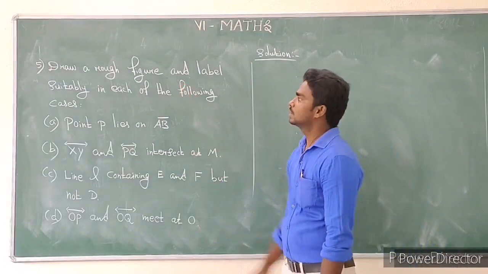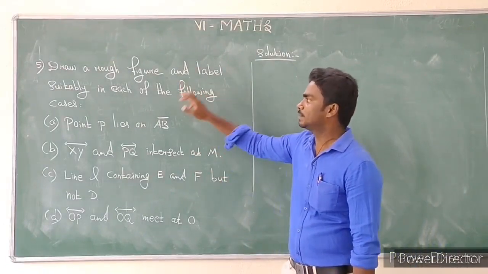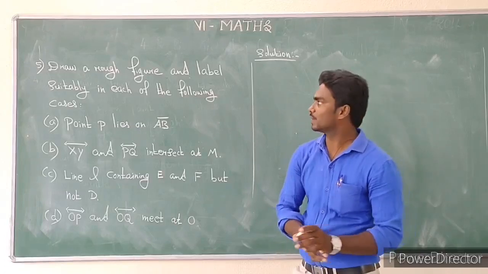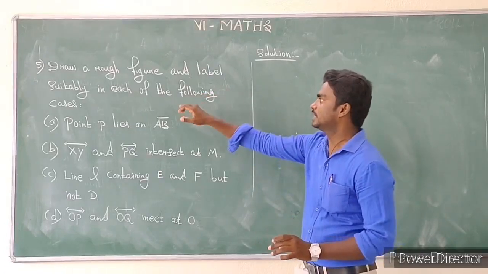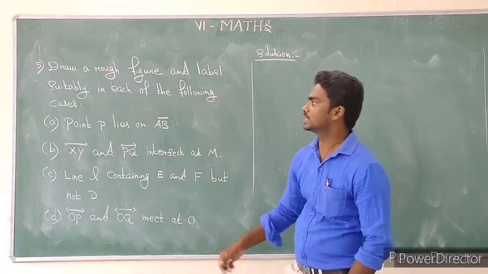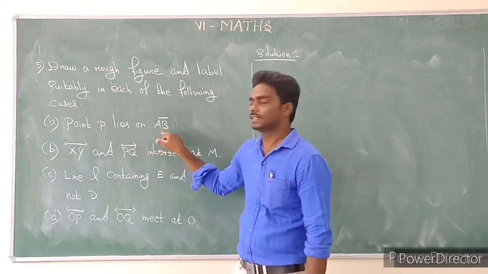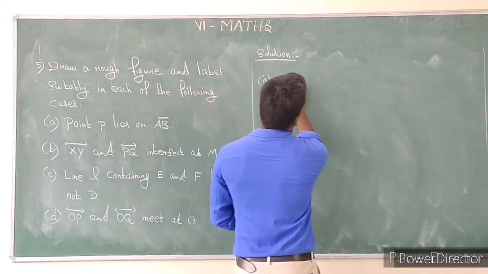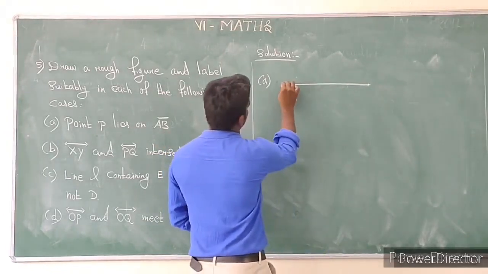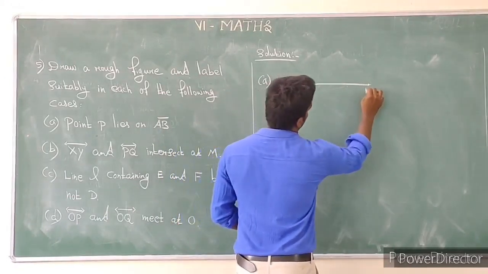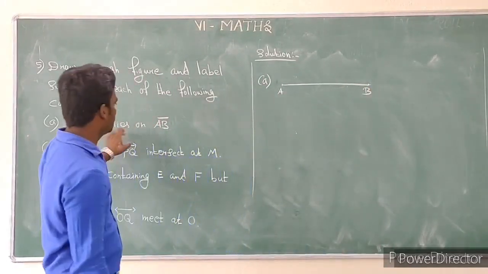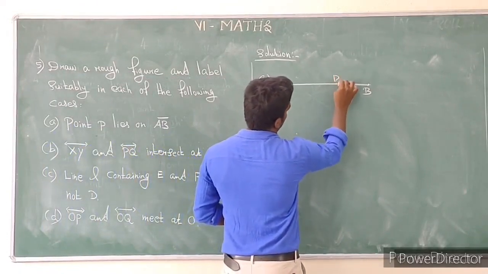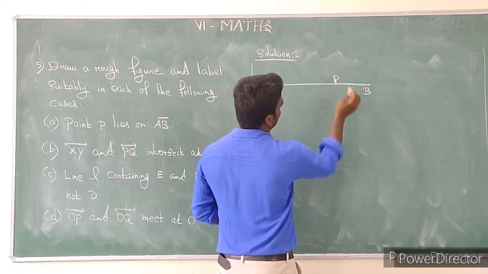Next, our fifth question. Draw a rough figure and label suitably in each of the following cases. What is our first case? Point P lies on line segment AB. First, we draw a line segment AB. So AB is a line segment, and point P lies on AB.